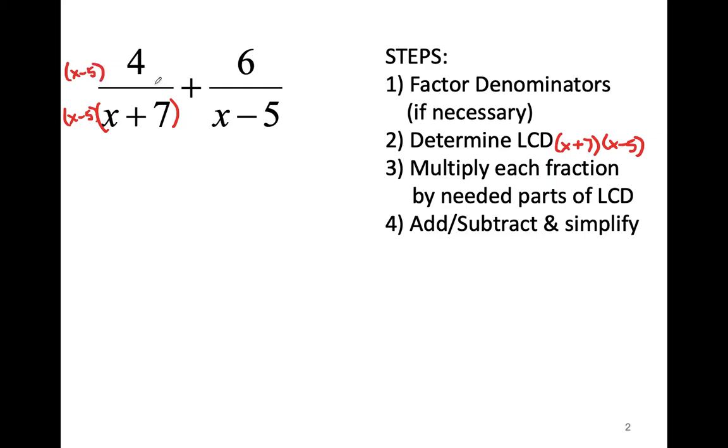Okay? Now my second fraction, again, we'll put parentheses around this. If I want to turn this into the least common denominator, well, we already have the x minus 5, so what we need is the x plus 7. And what I do to the bottom, I have to do to the top. Okay?